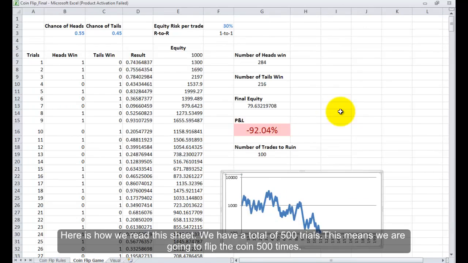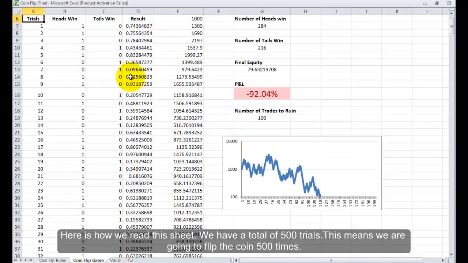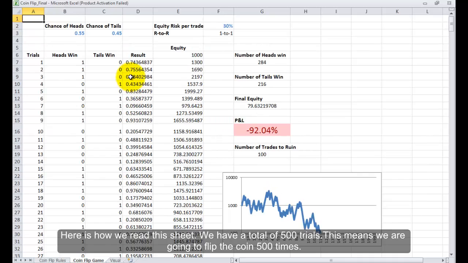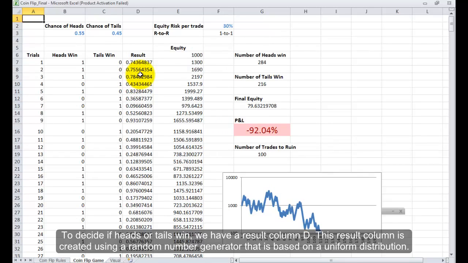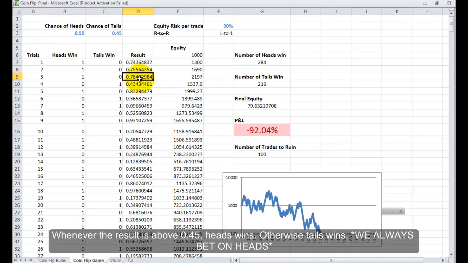Here is how we read this sheet. We have a total of 500 trials. This means we're going to flip the coins 500 times. To decide if heads or tails win, we have a result column D, and this result column is created using a random number generator that is based on a uniform distribution. Whenever the result is above 0.45, heads wins. Otherwise, tails wins.